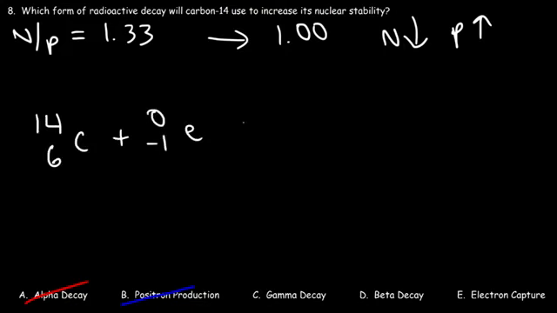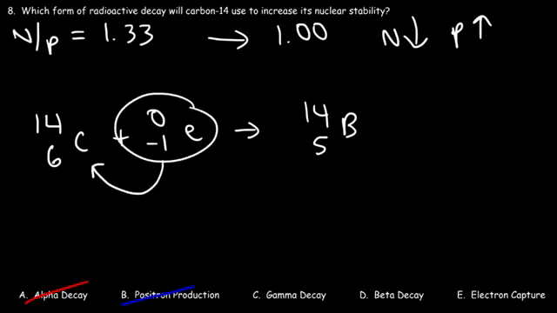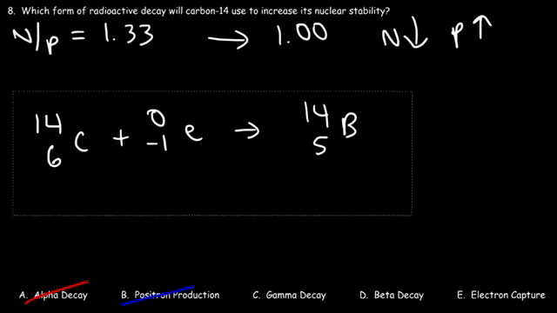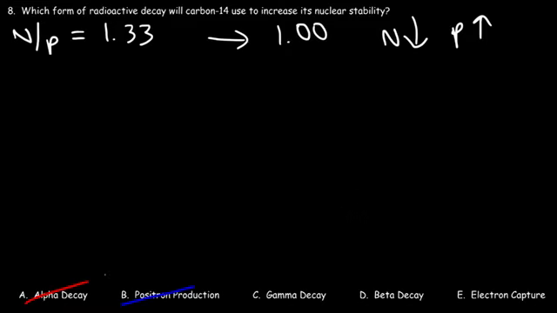If we try electron capture, it's going to have the same effect as positron production. We're going to get the same particle. And just keep in mind, for electron capture, you've got to put the electron on the left side. So the neutron-proton ratio will still be 1.8 for this one, so we could eliminate E.